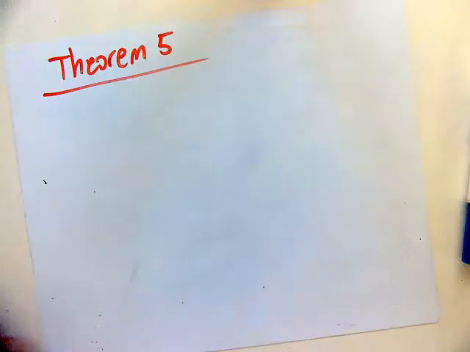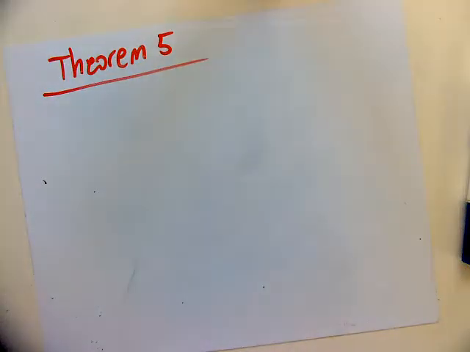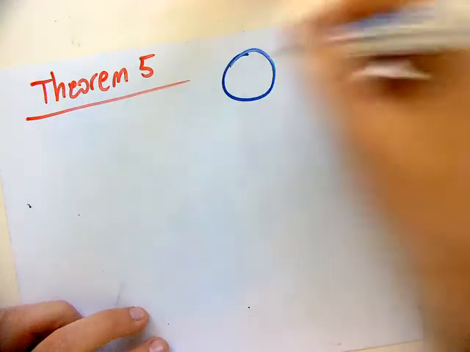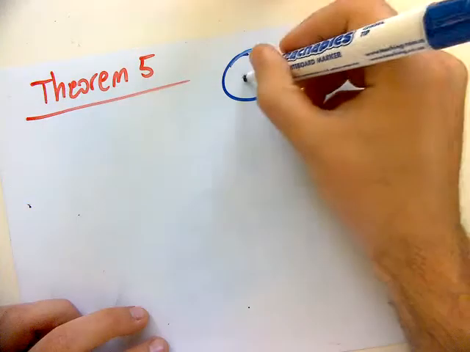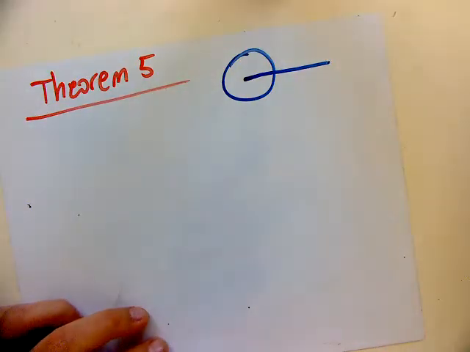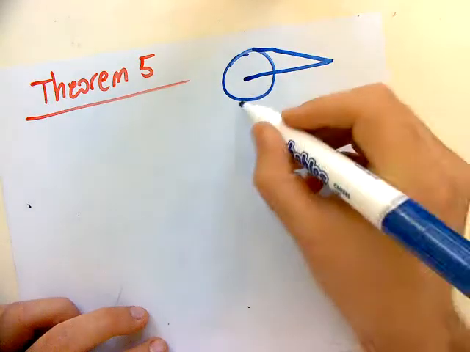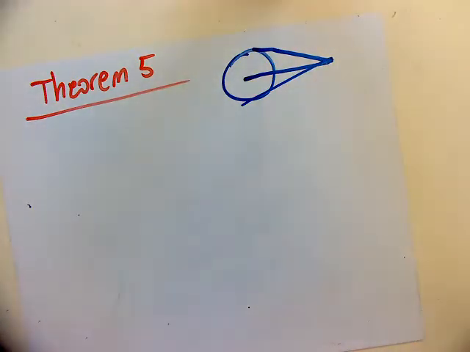Theorem 5. Now, this one, the way I remember the symbol for this one is it's kind of like a little sideways hat. So draw something like that, and then I need to come all the way out, and I need to join to the same point. It's really important. You join to the same point there.